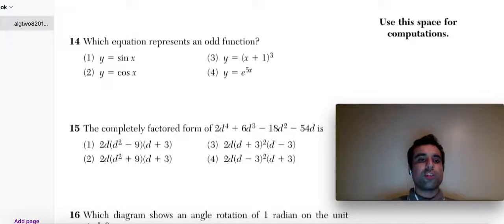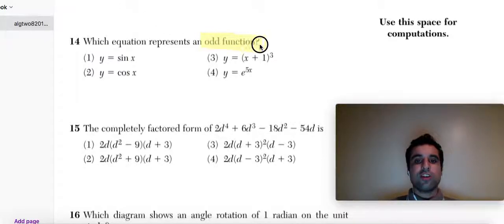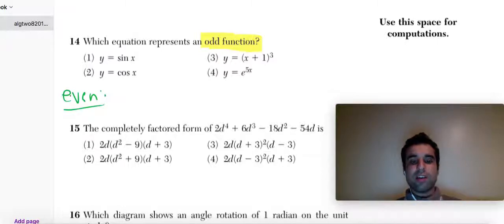Which equation represents an odd function? Not the eraser, the highlighter. Odd function, guys, means that, so there are three types of functions. In an even function, I'll use green for even, if I substitute a number and its opposite, it won't make a difference. That means that f of negative x is the same as f of positive x.